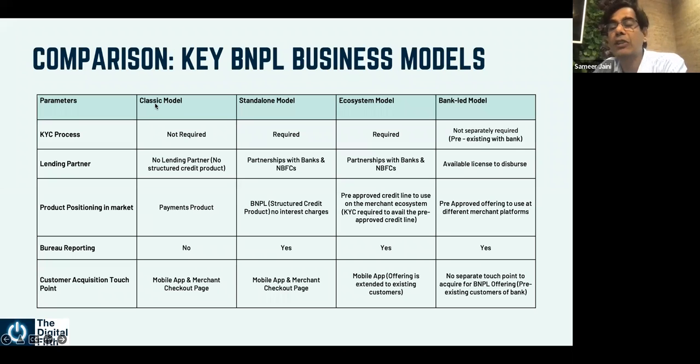Largely, a classical model is always positioned as a payment product. There's no bureau reporting. It can be on merchant checkout. It can also have an app, and would not need a lending partner, but they may need a receivable buyout because they will have receivables coming in regularly, and they must be selling that. And the KYC process is not required, but the others are different. All those who fill the form will share the document any which way, so don't worry about getting access. If you fill the form, which Mehdi will share shortly, you should be able to get through.